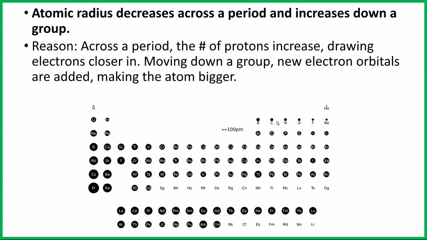Moving down a group, new electron orbitals are added, making the atom bigger. So as we've discussed, the elements at the top here in this first period have only one energy level. The elements in the second period have two energy levels, three in the third, and so on. And so there are more and more energy levels being added as we go down this group. And that means that the radius of the atom is actually getting larger because there are more energy levels, and therefore the electrons are further from the nucleus.